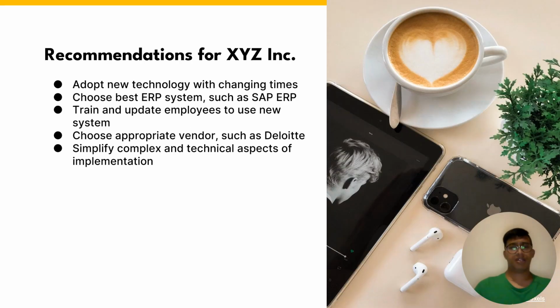So let's move to the next part, the recommendation for XYZ company. As an overall recommendation, we can say the company needs to adopt new technology with changing time, since it is very important to adapt to the new technologies that come into the market. Choosing the best enterprise resource planning system such as SAP ERP. Choosing the enterprise system is not only important, we need to choose the best one which suits the nature of our company. Similarly, training and updating employees to use the new system is very important.